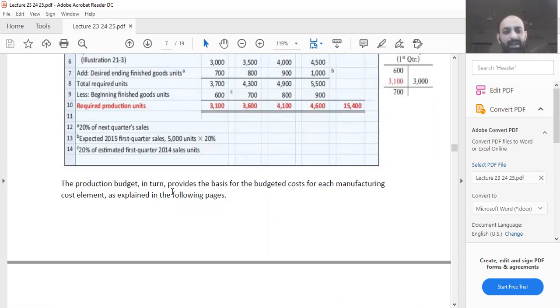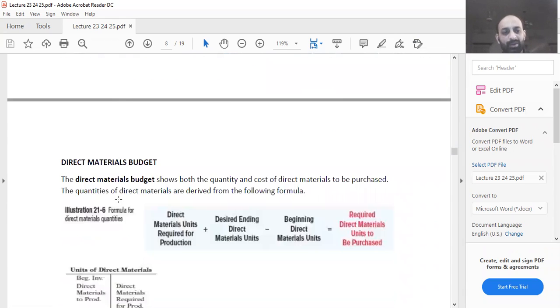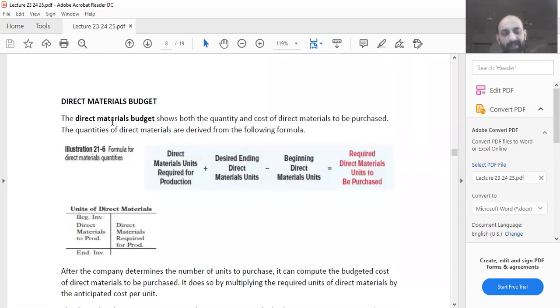The production budget in turn provides the basis for the budgeted cost for each manufacturing cost element as explained in the following page. Now we already know the manufacturing cost आपकी कौन सी है? Direct material, direct labor and MOH. Now the direct materials budget shows both the quantity and cost of direct materials to be purchased. The quantities of direct materials are derived from the following formula.